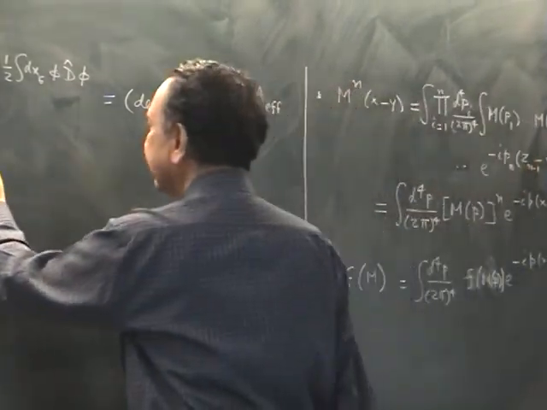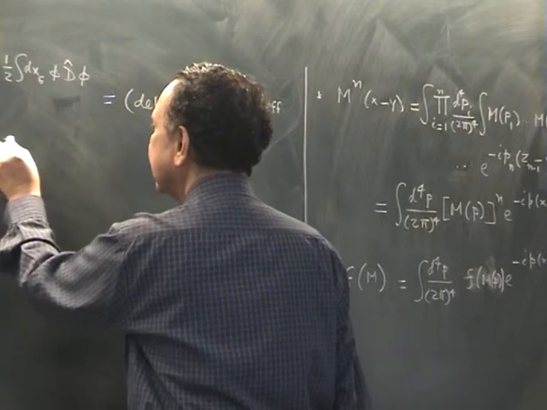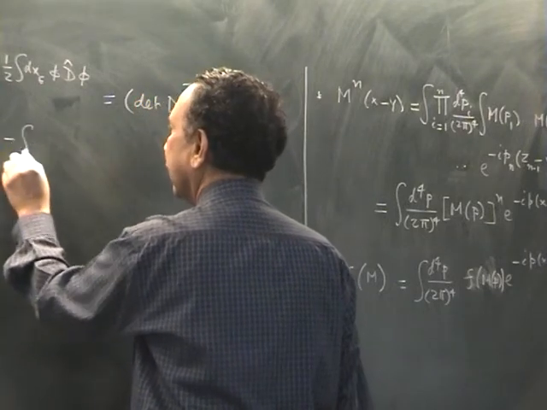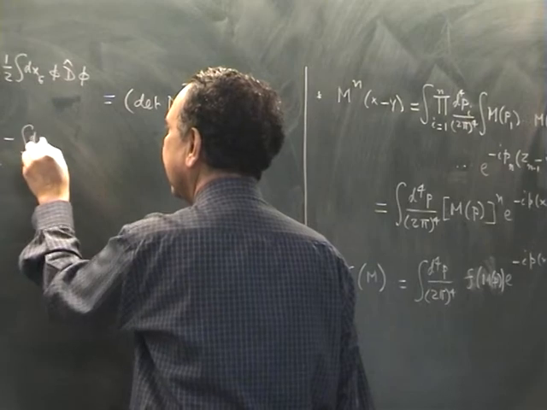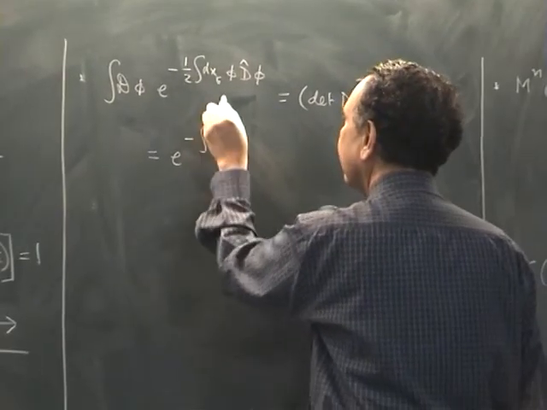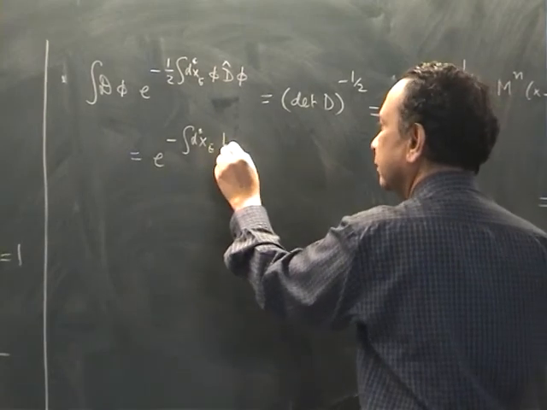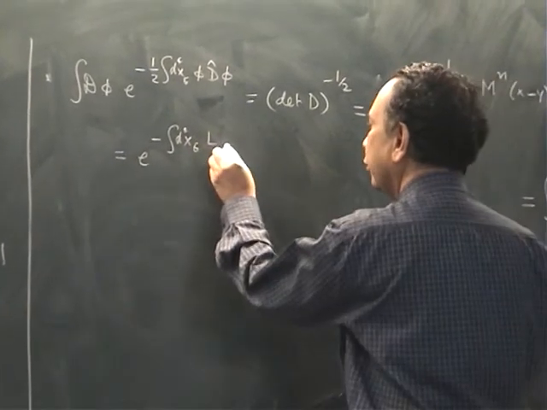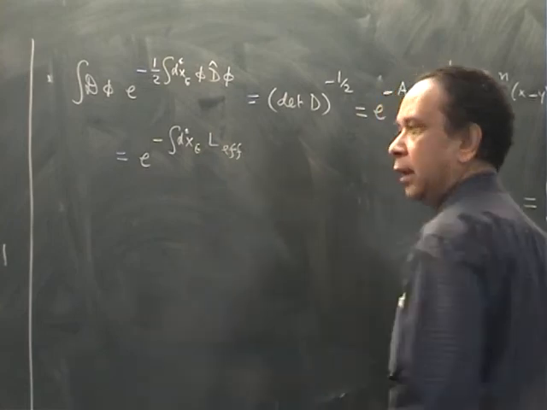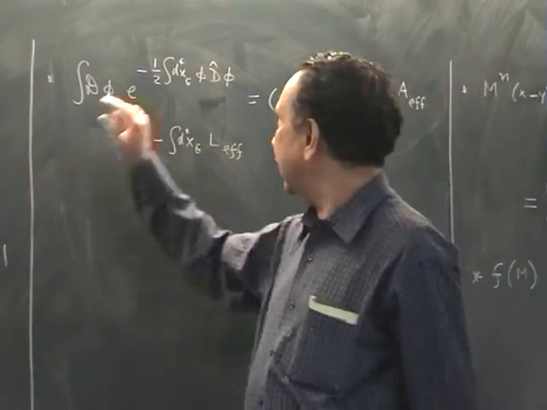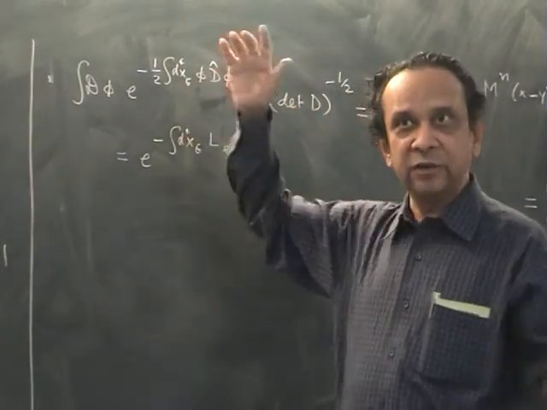So taking one step further, we can write this as e to the minus the integral over d4 x of some Lagrangian, which I will again have to put L effective. Because the original action was an integral over some quantity, which was a, yeah.